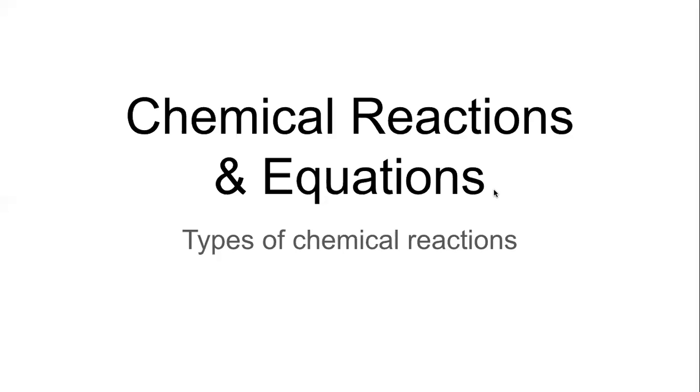We are studying chapter number 3, which is chemical reactions and equations. We have understood what chemical changes are, what chemical reactions are, how we represent chemical reactions using chemical equations, how we balance the chemical equations. And after we got that fundamental right, we are now studying about types of chemical reactions.